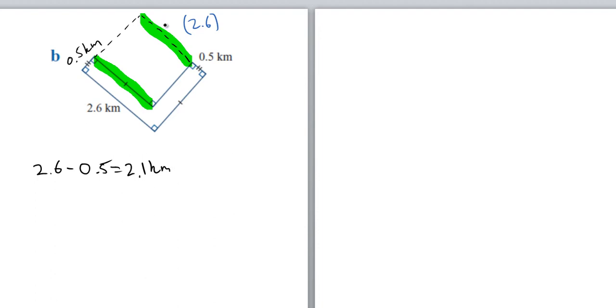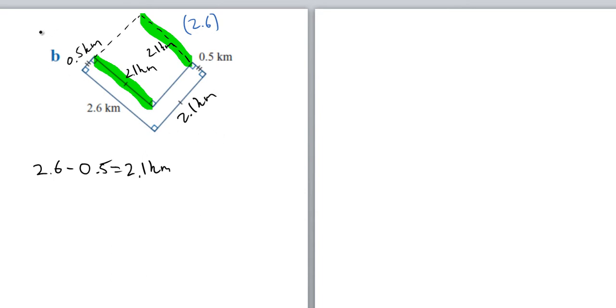All right, so if that's 2.1 kilometers, this one here, 2.1 kilometers, that means that this is also 2.1 kilometers. So now we know this side. And if we know this side, we also know the one down here because they both have dashes on them. So that's also 2.1 kilometers.